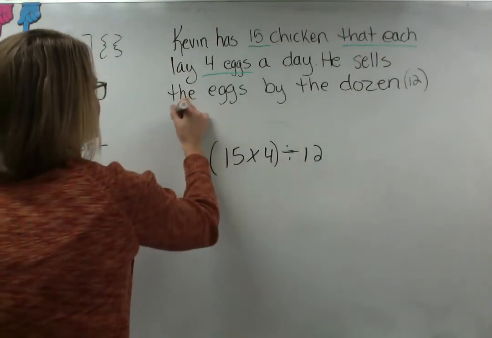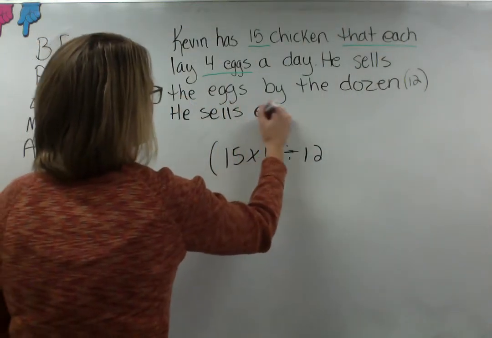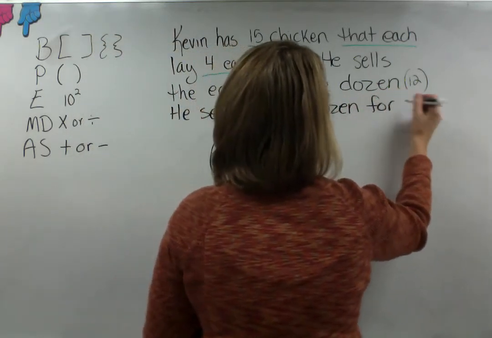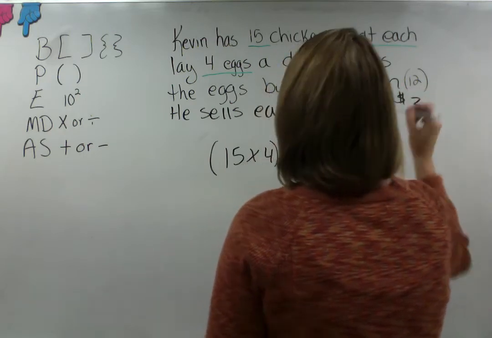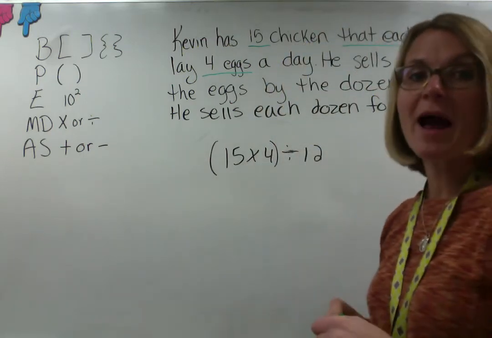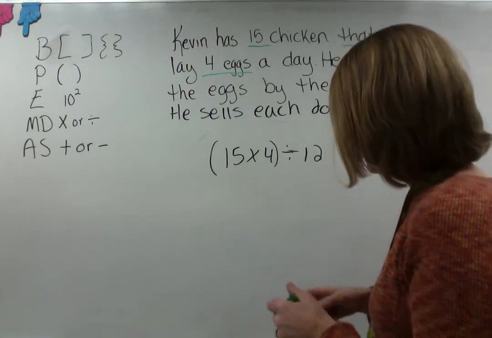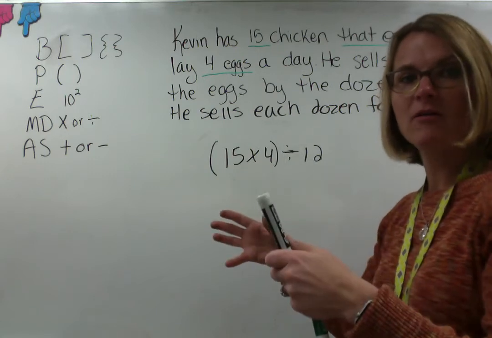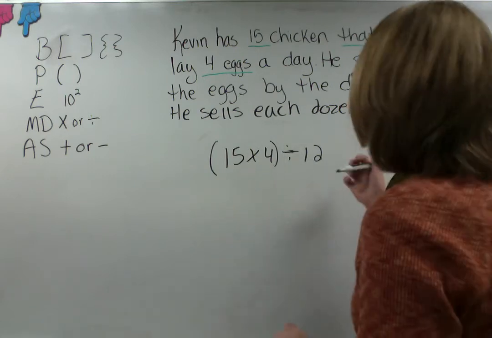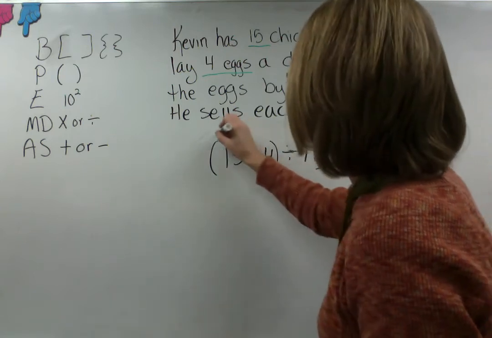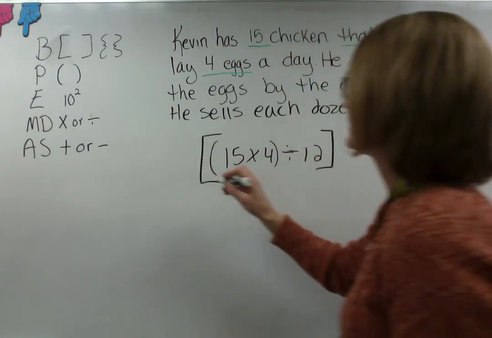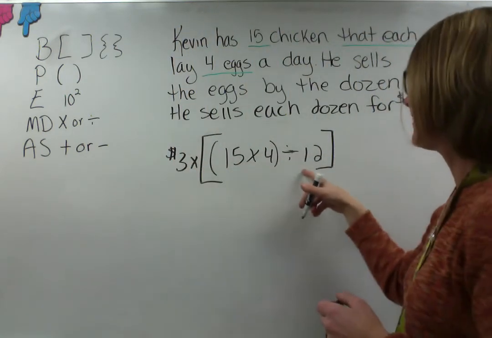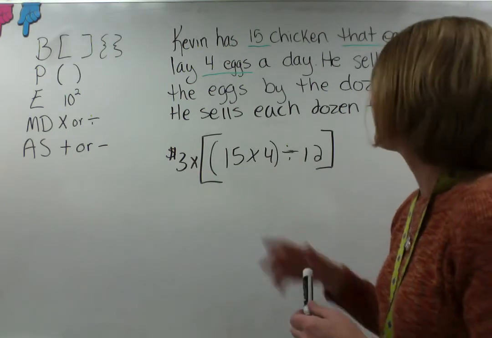I'm going to add he sells each dozen for $3. Okay? So this is where brackets could come in. All right? So let's say brackets kind of means that there's a problem that you want to solve first inside the problem. So let's say if we put brackets around this, whatever this is, we are going to multiply it by $3.